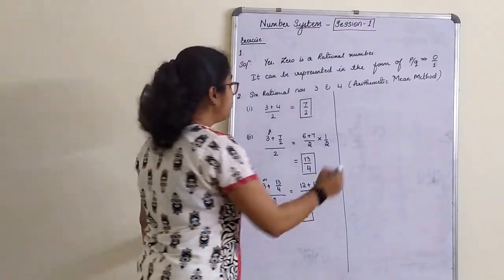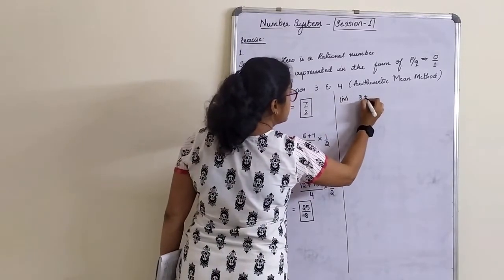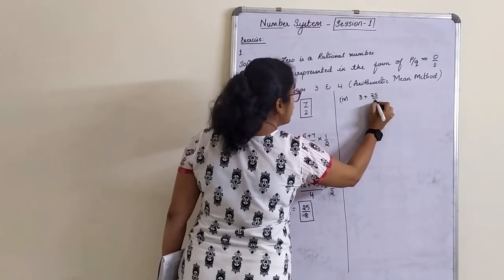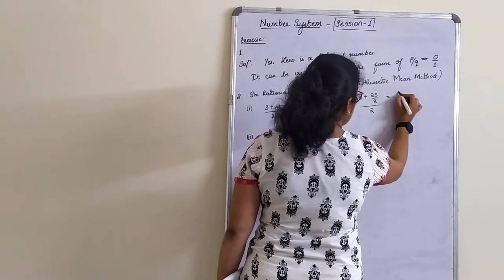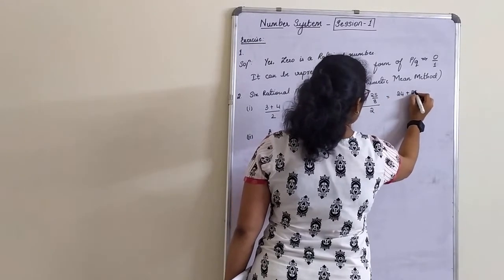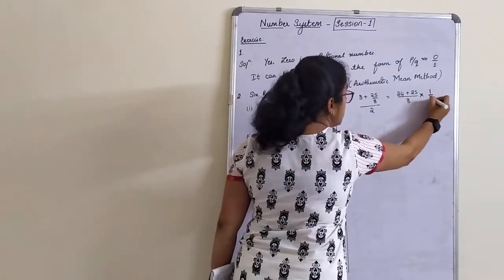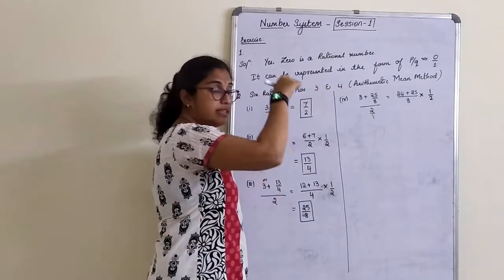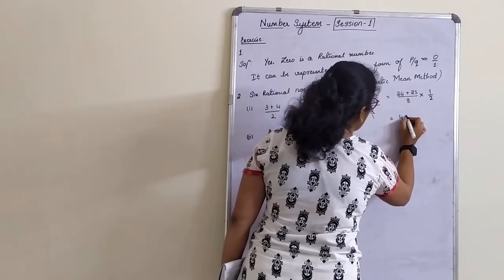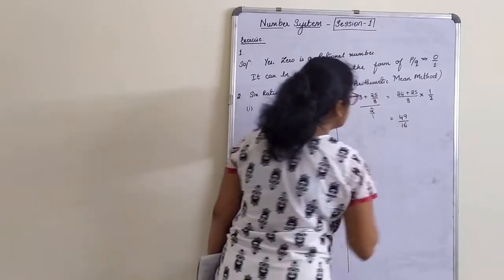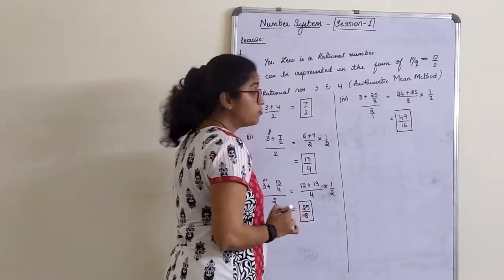It has to be done below the fourth one. So the fourth one, what do you do? 3 plus 25 by 8, divided by 2. That is equal to 8 LCM. 8 3s are 24 plus 25, divided by 8 into 2 reciprocal. See here, this 2 means nothing but 2 by 1. Reciprocal when you take is 1 by 2. So 24 plus 25 is 49 by 8 2s are 16. So the next number is 49 by 16. 2 more numbers to be found out.